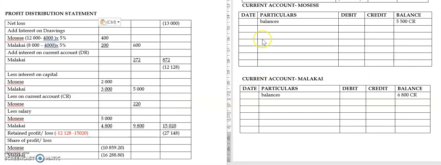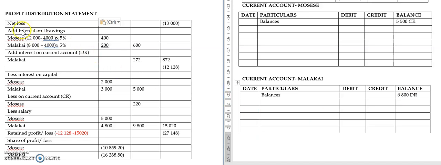Okay, to prepare current account, we'll need information from a profit distribution statement. First thing, we need to write the opening balances that we get from the question. The opening balance for Mosese was 5,500. He had a credit balance, and for Malakai, the opening balance is 6,800 and he had a debit balance.